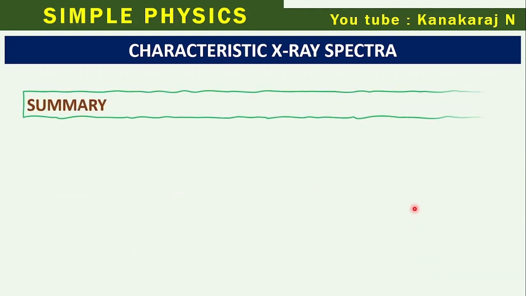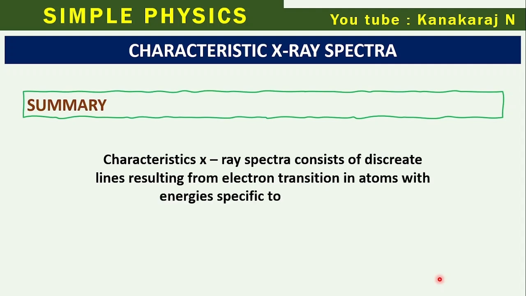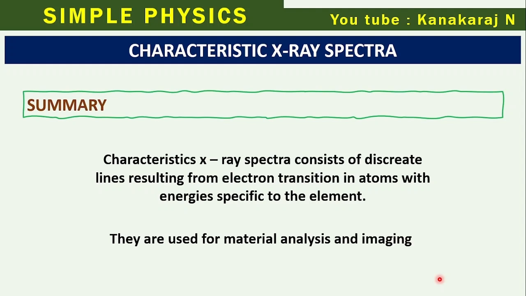Summary. Characteristic X-ray spectra consist of discrete lines resulting from electron transitions in atoms, with energies specific to an element. They are used for material analysis and imaging.